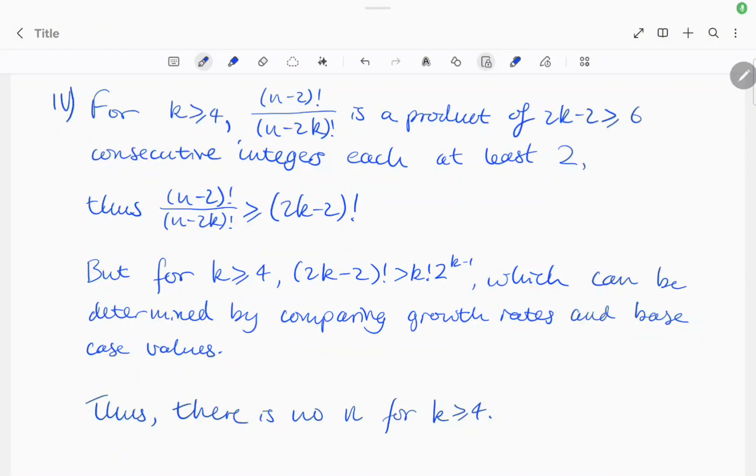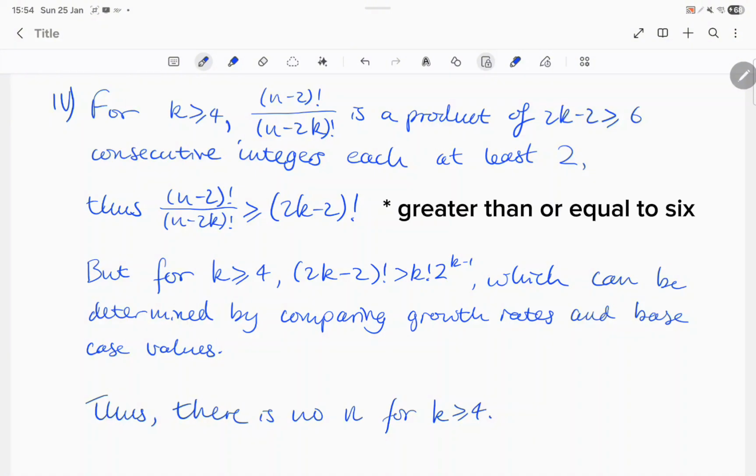Finally, we'll move on to part 4. In the case where k is greater than or equal to 4, (n minus 2)! over (n minus 2k)! is a product of 2k minus 2 consecutive integers, which is guaranteed to be greater than 6, and each of which is at least 2. Thus, this left-hand side fraction is greater than or equal to the factorial of 2k minus 2.